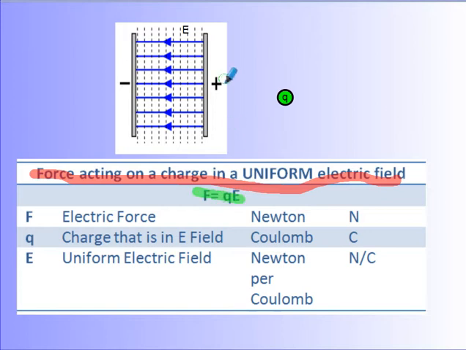The force, let's think about this. The force is equal to the charge, the magnitude of the charge, times the strength of the electric field that it's in. Think about your weight. Your weight, Fg, is equal to your mass times the strength of the gravitational field you're in. Do you see the correlation there?